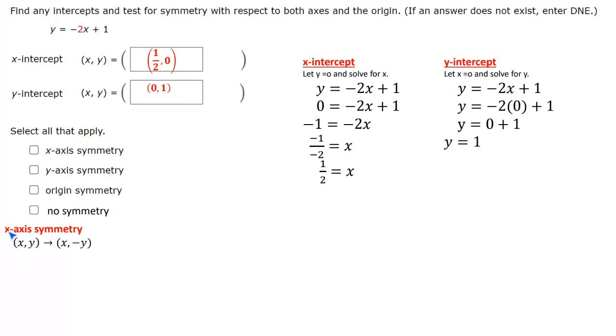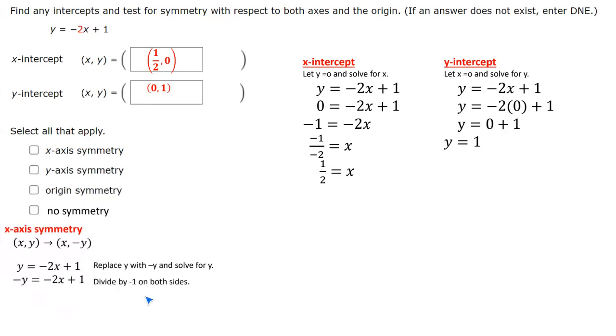So if you want to check for the x-axis symmetry, then we're going to take our original equation and we're going to change the value of y. So we're going to make that y negative. So anywhere that I see a y, I'm going to replace it with a negative y. And then I'm going to go ahead and solve for y.